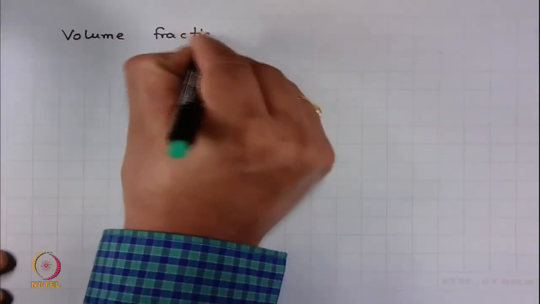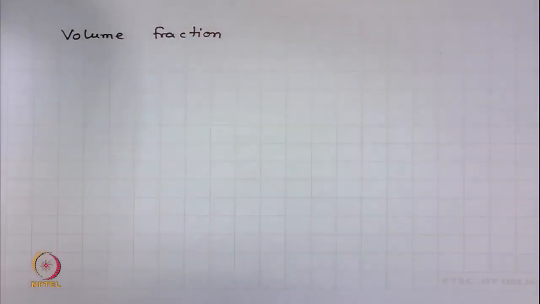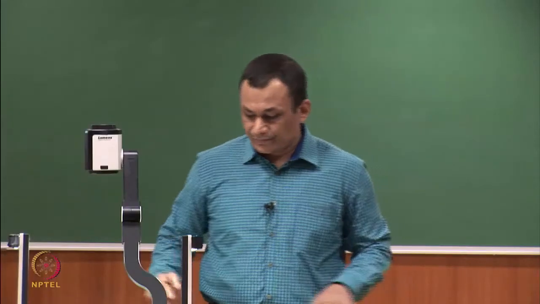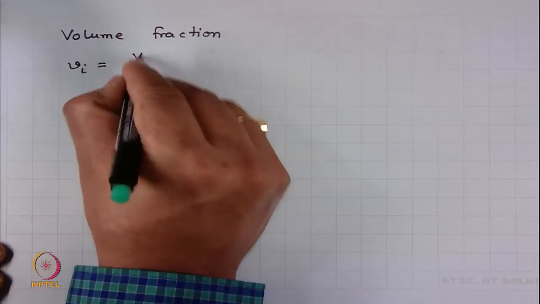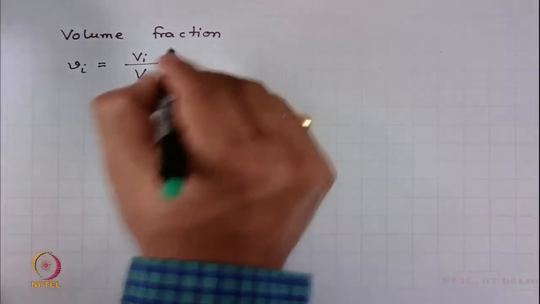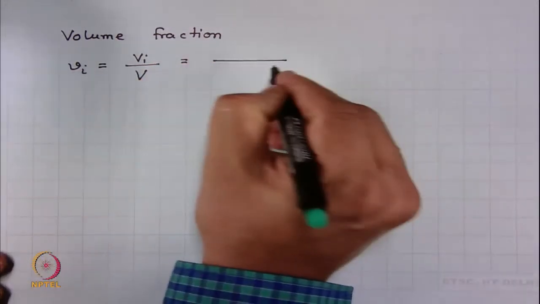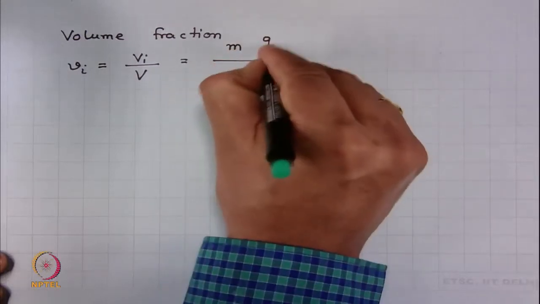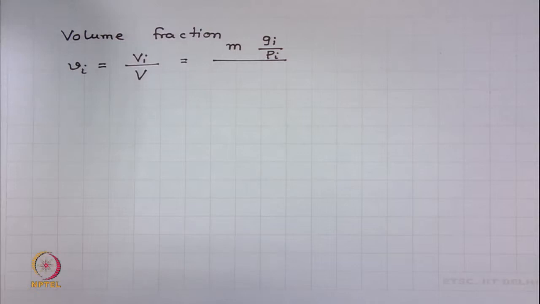Now, we talk about volume fraction. We know about mass fraction. Now, we talk about volume fraction. Volume fraction is defined by the volume of ith component of fibers divided by the total volume. Now, what is the volume of ith component fiber? We have just now derived this expression. What is the volume of all fibers?